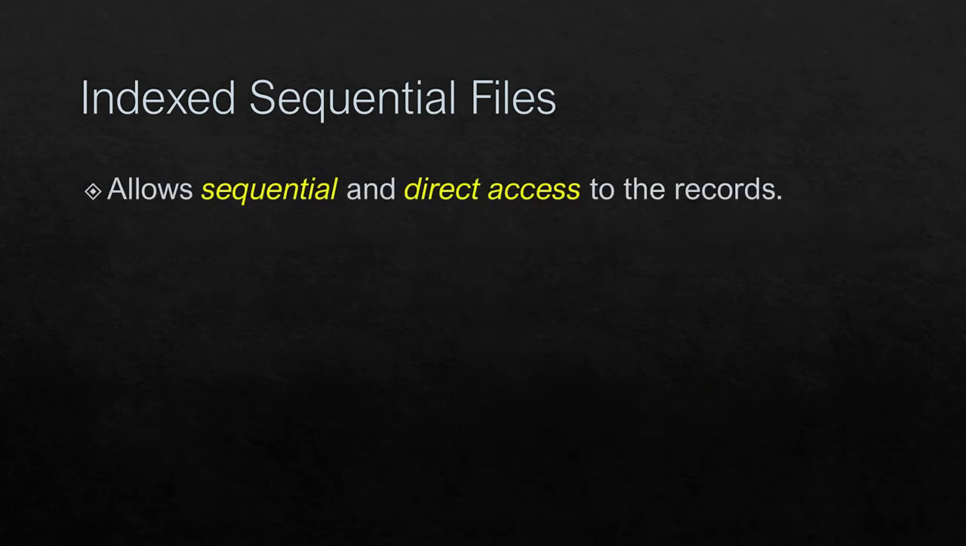This allows us to do either sequential access, in which case we just go straight to the data portion of the file and read through the records one by one, or we can do direct access to the file, in which case we read the index, find the record number we want, and then reopen it and get to it directly.